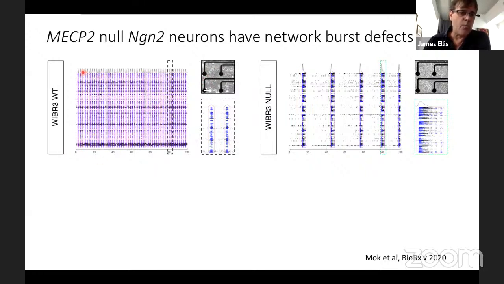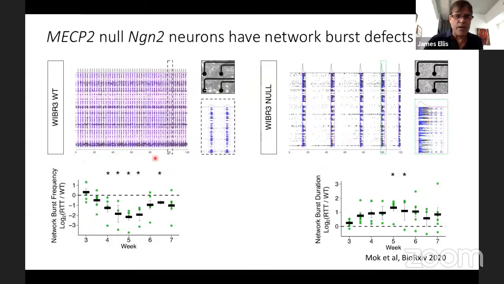And you can see that in wild-type control neurons, you get all of these neurons and electrodes firing at the same time. So you get what's called a network burst. And if you amplify that, you can look at the duration of the network burst. If we look at MECP2 null cells, you can see just looking at it directly that there's fewer of these network bursts and that the duration is much longer.